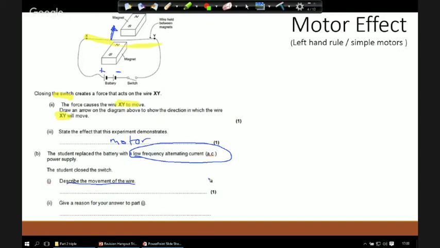So we can simply say that the force changes direction.